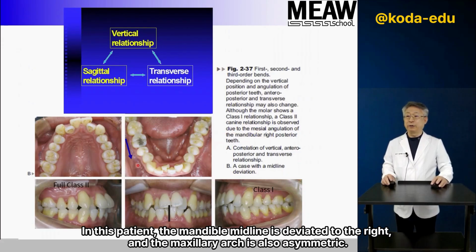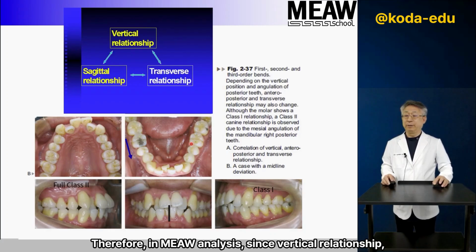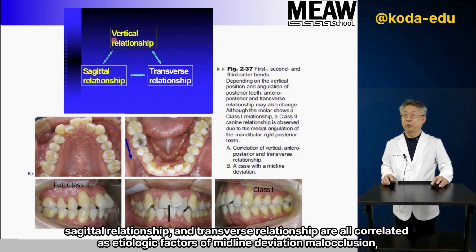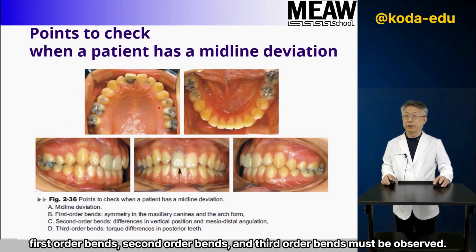In this patient, the mandible midline is deviated to the right, and the maxillary arch is also asymmetric. Therefore, in MEAW analysis, since vertical relationship, sagittal relationship, and transverse relationship are all correlated as etiologic factors of midline deviation malocclusion, first-order bends, second-order bends, and third-order bends must be observed.